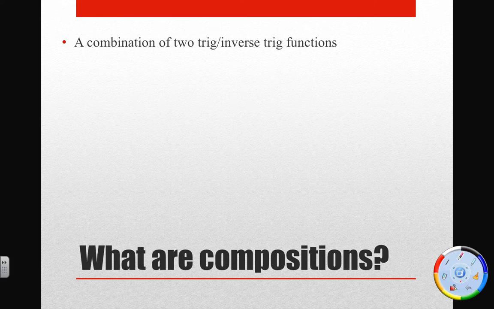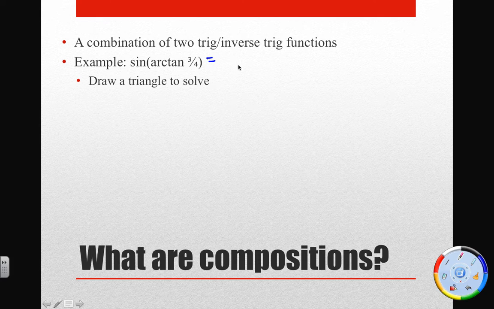And it doesn't matter what's inside, what's outside. The process is still basically the same. So here's our example: sine of the arctan of 3/4. So again, that's just tan inverse. And here's what we're going to do with this one. We're going to set up a triangle, and we're going to then solve for this answer.